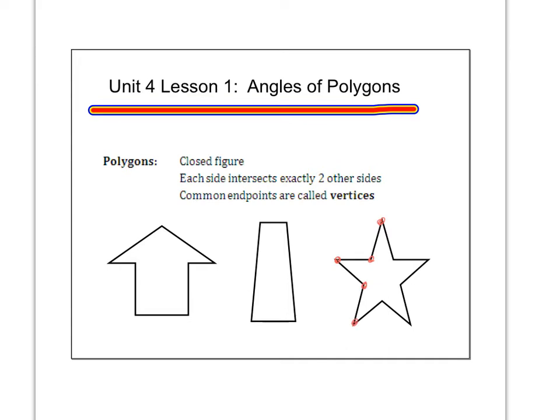Here are some examples that are not polygons. A circle is not a polygon. This is not a polygon because it's not closed. A heart is not a polygon because it has curves. And another example would be something like this, where it doesn't meet exactly at the endpoints. None of those are polygons.